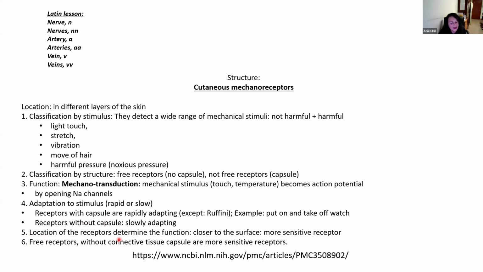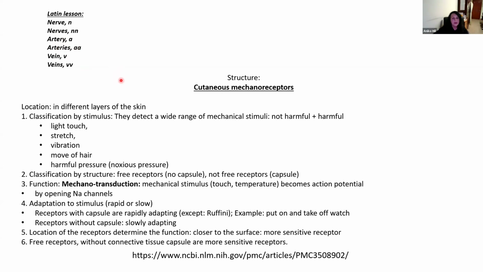Very important: the location of the receptors determines their function. If they are closer to the surface of the skin, then obviously they're going to be more sensitive to the stimuli. And those 3 receptors that have no connective tissue capsule, you can also imagine that even though slowly adapting, they are actually more sensitive to the incoming stimuli. So these are the basics that I wanted you to understand. And these are the abbreviations that I'm using.